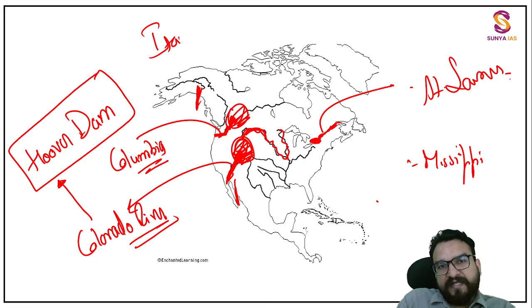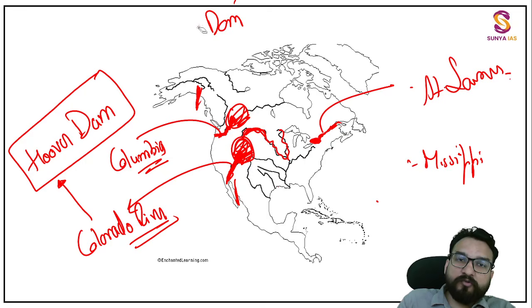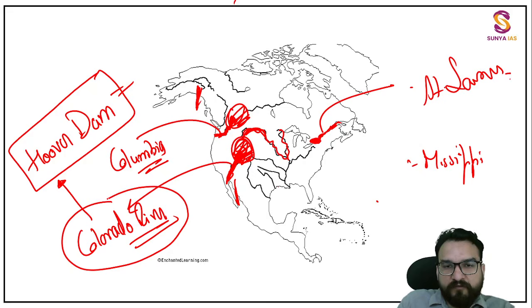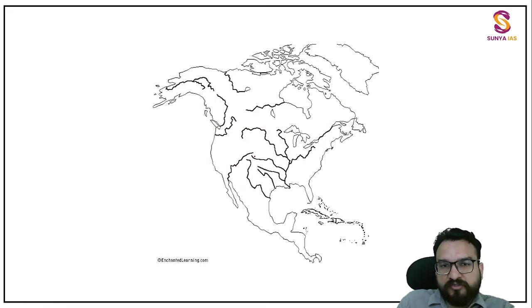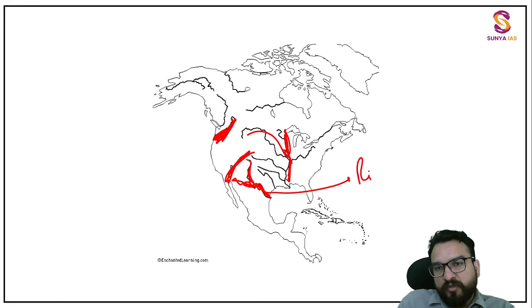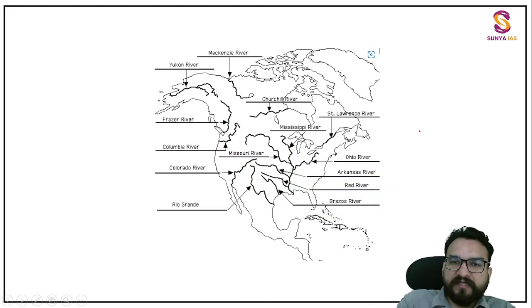Can you remember the Itaipu Dam? In the last class or in the South America I have told you Itaipu. So remember that Hoover Dam, one of the largest, in Colorado River you are going to find guys. This is Colorado, this is Missouri, Mississippi, this is over here Columbia. Okay, this I have told you. One more river which is acting as the boundary for USA and Mexico, and this is a Rio Grande River. Okay, these are the rivers which you have to learn.